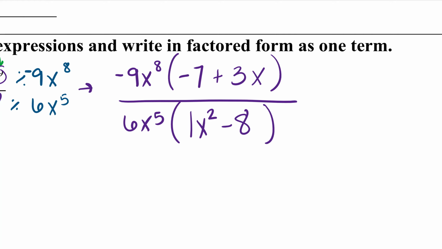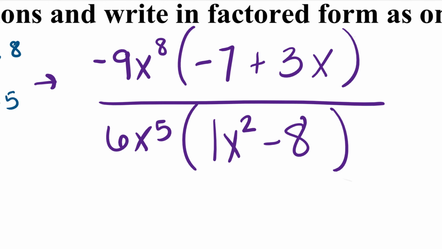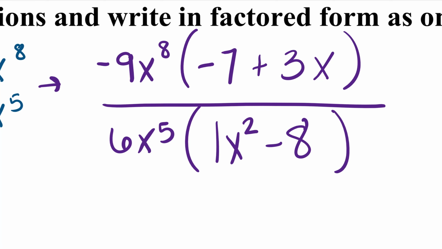I can reduce those, right? So if I look at this, I have 9 and 6. I can reduce 9 and 6, right? 9 I can divide by 3 and get 3. 6 I can divide by 3 and get 2. Okay, I guess that's a negative 3 technically because it was negative 9.